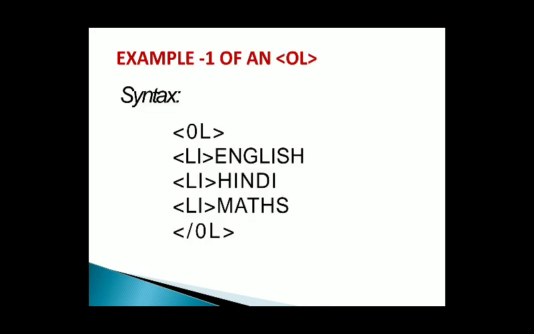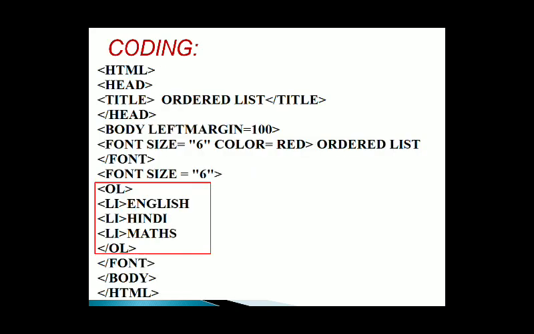So we'll see an example of an ordered list, and the syntax of writing the ordered list is OL, then LI, define the list items and close the OL. Again, you can give the end tag for LI, otherwise this will also work. Now let us see the coding.